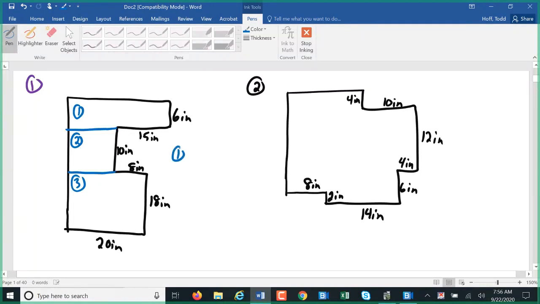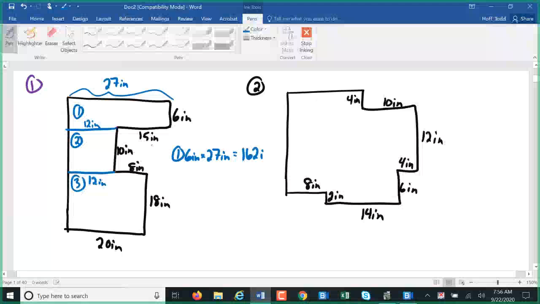Piece one is 6 inches by, got to find this dimension up here. Well, I know that this here is 12 inches, which means this is 12 inches, plus 15 makes that 27 inches across there. So that's 6 inches by 27 inches, which makes that, what, 162 inches squared.